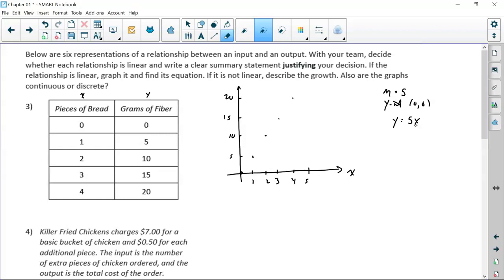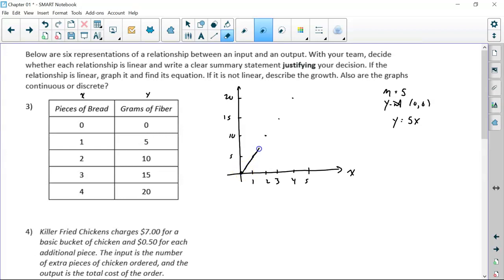Now the question is going to be, is this going to be continuous or discrete? Could we have half of a piece of bread? Sure. Could we have a quarter of a piece of bread? Absolutely. Could we have an eighth of a piece of bread? Yeah. So because we can have different amounts of a piece of bread, this is going to be continuous.